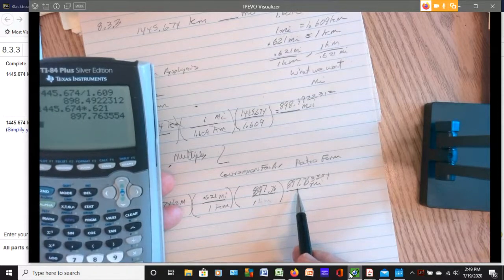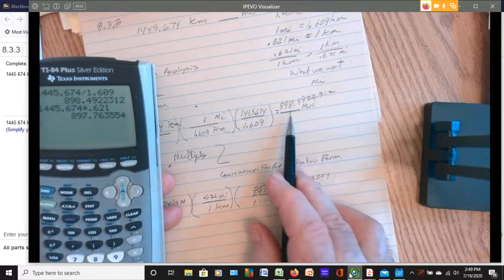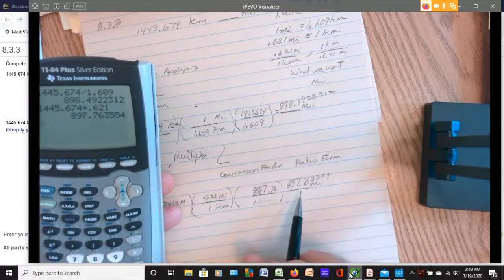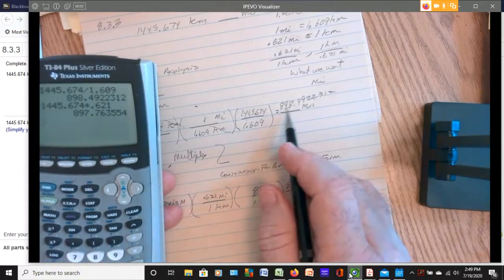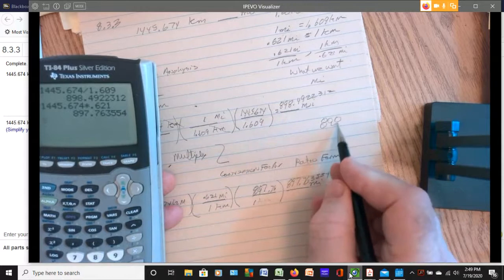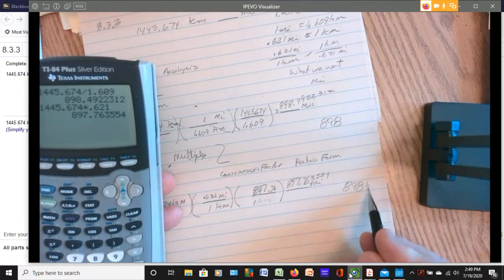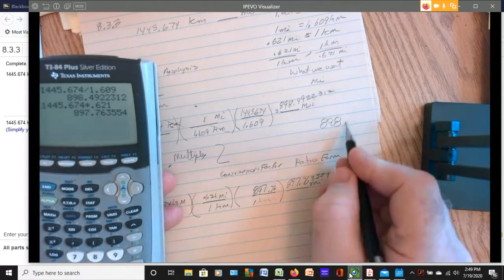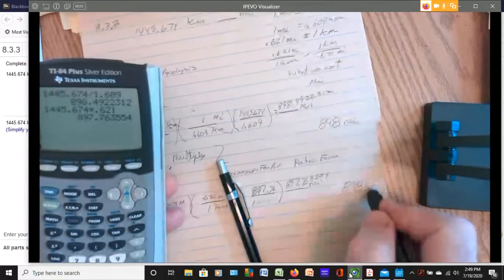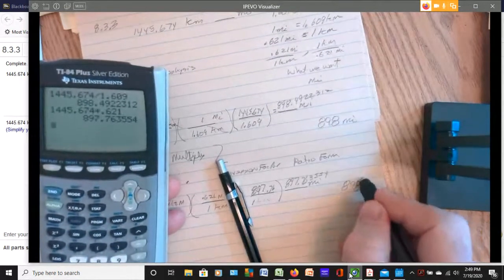Now you'll notice there's a slight difference, and it is because of the different use of the conversion factors. What Hawkes Learning, or MyMathLab, asked me to do is to round this to the nearest whole mile. If I round this one, I'm going to get 898 miles. I'm going to get 898 miles here as well.